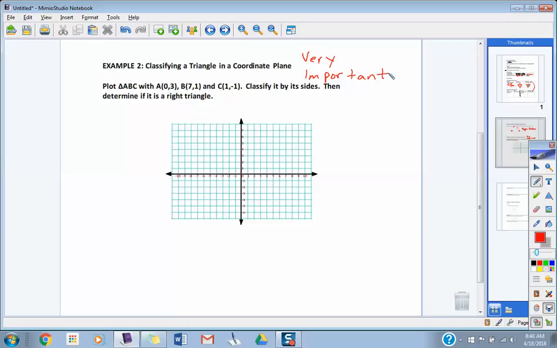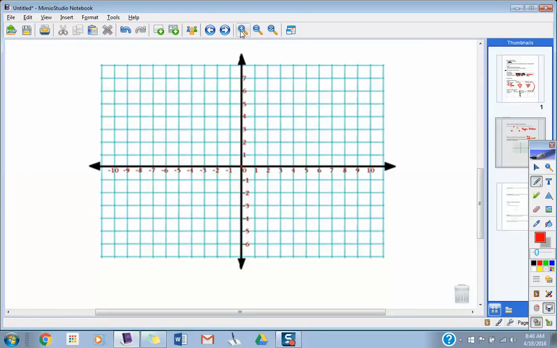I'll blow this up a bit. It says plot triangle ABC with the following vertices. So guys, help me out. Where is vertex A at? 0, 3. So right here is A. Where's B? Right 7, up 1. And then help me with C. 1, -1, you say? Yes.